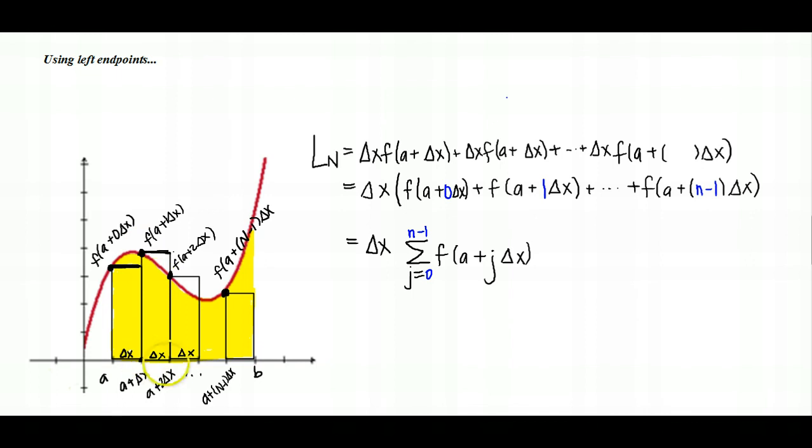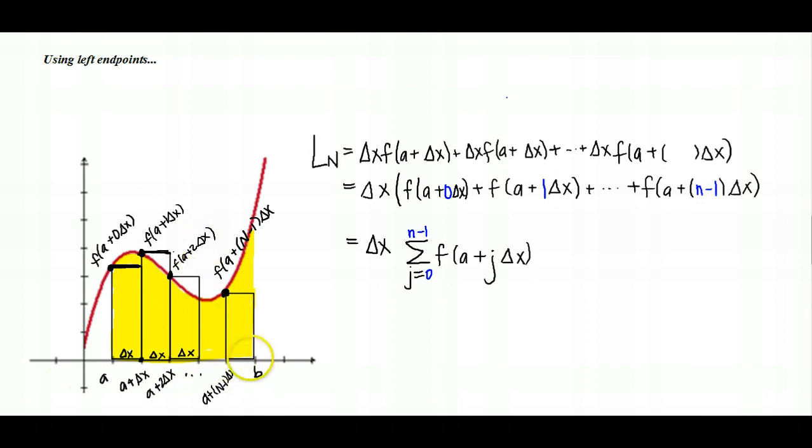So instead of going to the rightmost endpoint, going up to the function and drawing a horizontal line for the height, I go to the leftmost point, go up to the function, and that defines the height of my rectangle over that little interval. So here, the very first height is going to be f of a. But I'm going to write f of a as f of a plus 0 delta x, because I'm going to try to create that generic formula again. Then over this next little interval, this is a plus 1 delta x, so this point on the function is f of a plus 1 delta x. And then f of a plus 2 delta x.